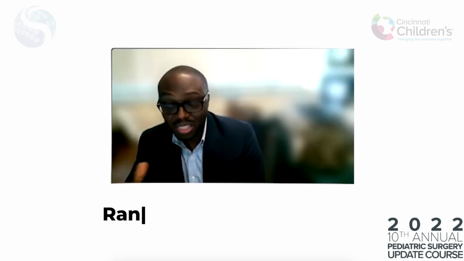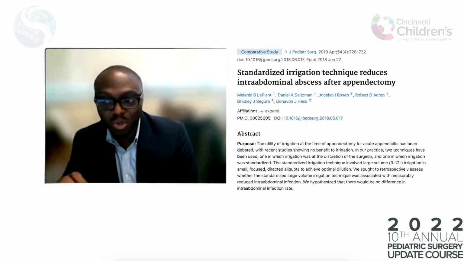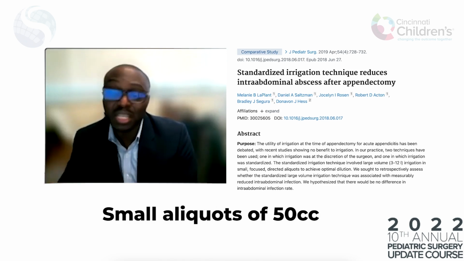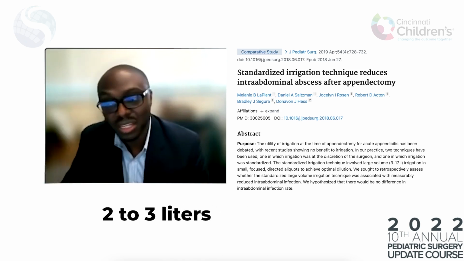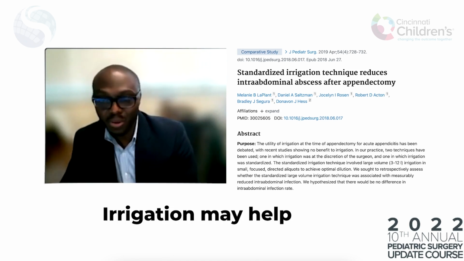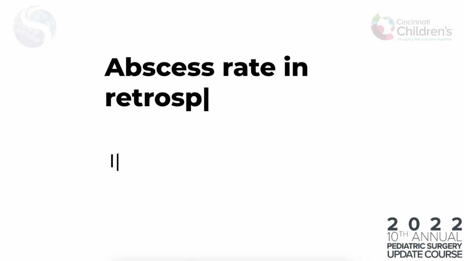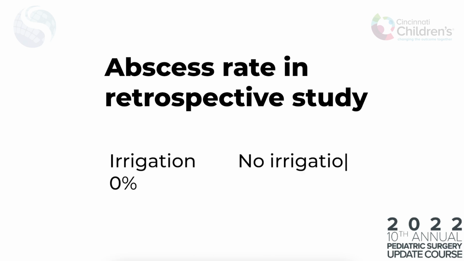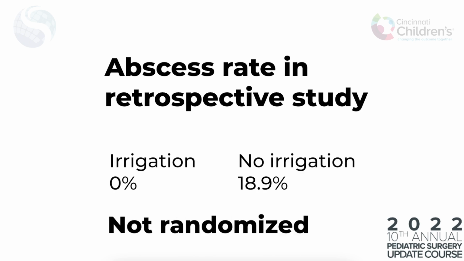That being said, this is a randomized study, but there's another study that was a retrospective study that looked at more aliquots of 50 cc's, and they went as high as 2 to 3 liters. Based on the other study, they say, well, irrigating might also help. That study was 3 to 12 liters in 50 cc aliquots. The abscess rate in the patients who were irrigated was 0% in that study, compared to 18.9% in the perforated appendicitis population. But again, retrospective study, not randomized.